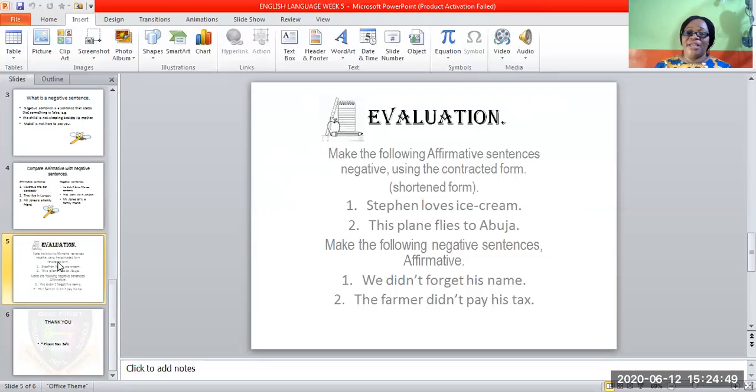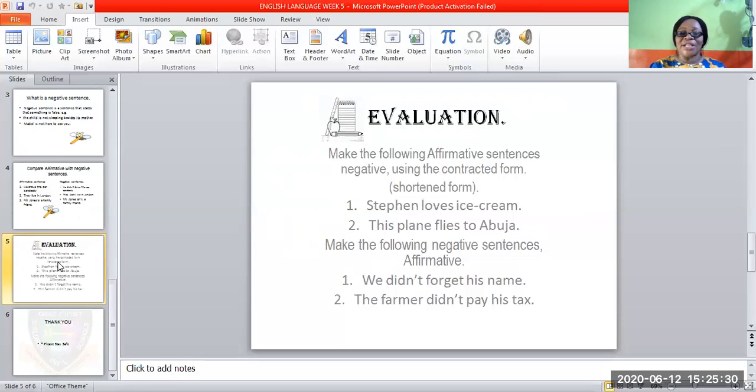Now let's look at the evaluation. The evaluation now is make the following affirmative sentences negative using the contracted form. Remember, the contracted form is when you put an apostrophe in a word to replace a missing letter. Okay? That is when we have apostrophe. A good reminder would be for you to check out the first slide, and you have a better understanding of contracted form of words or contraction.